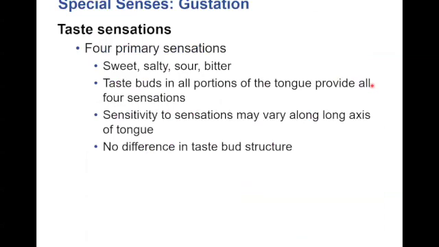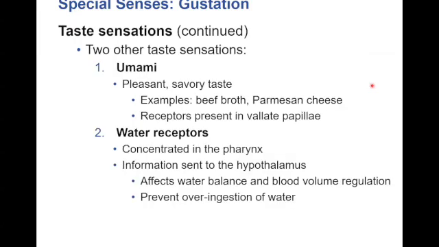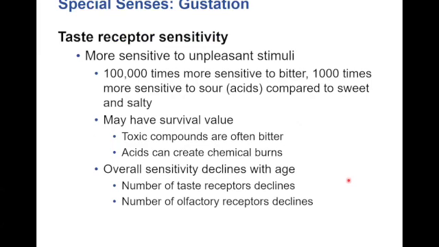Okay, so taste sensations, the 4 primary, please don't forget those. Umami we talked about, a couple examples like beef broth, Parmesan cheese. Water receptors are concentrated in the pharynx. The information from those water receptors is going to be sent to the hypothalamus, because remember, the hypothalamus is the region of the brain that's associated with thirst. So that's going to affect water balance, blood volume regulation, and also prevents the overingestion of water. We said that we're more sensitive to unpleasant stimuli.